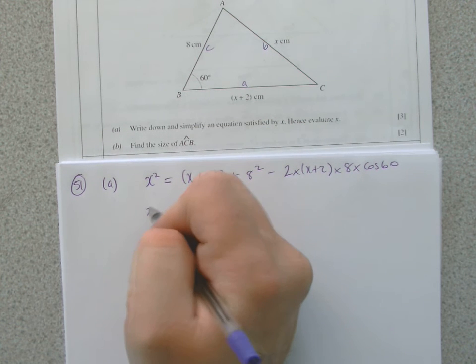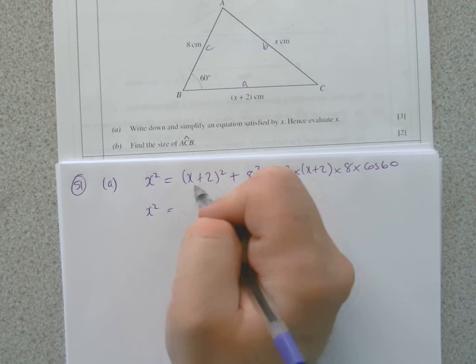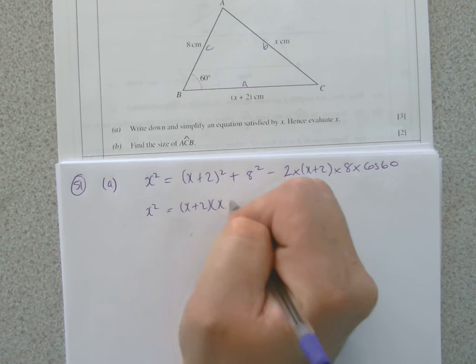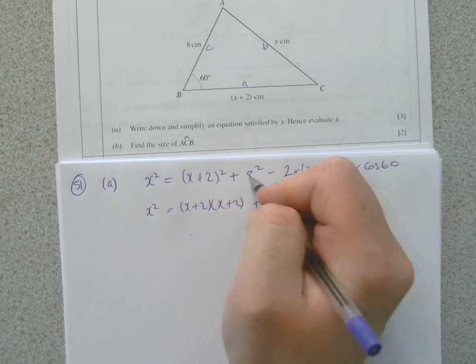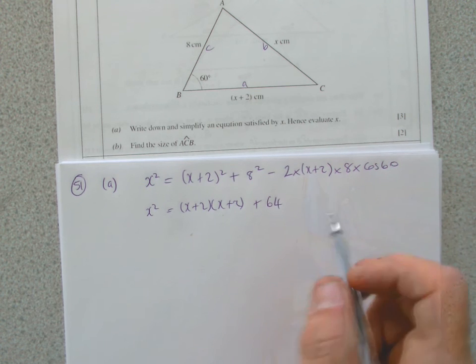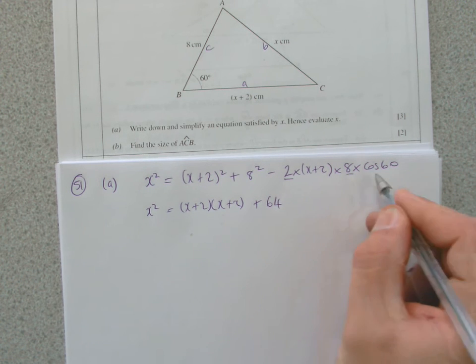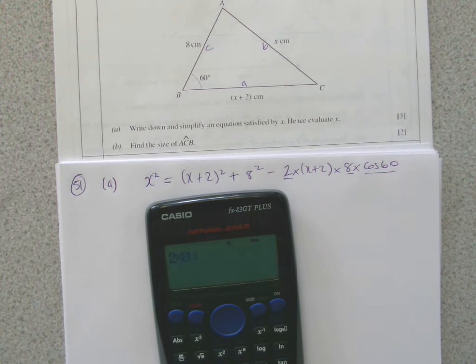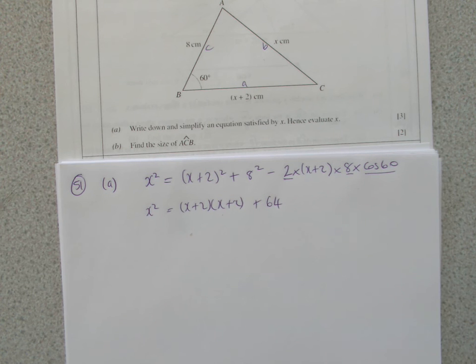So let's do this here. We get x squared there. Now with this you're going to have FOIL, so double brackets, it might help if you write it out twice. Plus 8 squared is 64. And then there's quite a bit of work to do here. What I would do is multiply the numbers together first, using your calculator. That will be 2 times 8 times cos 60. Press equals, and that comes out to be 8 on my calculator. So that times that is actually 8.